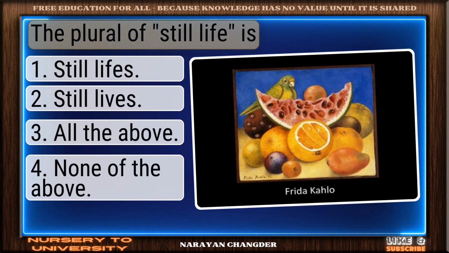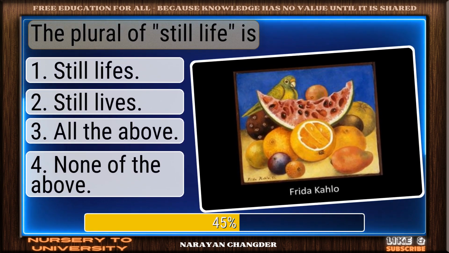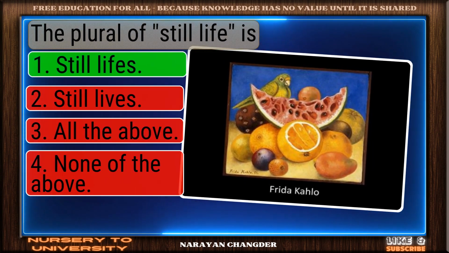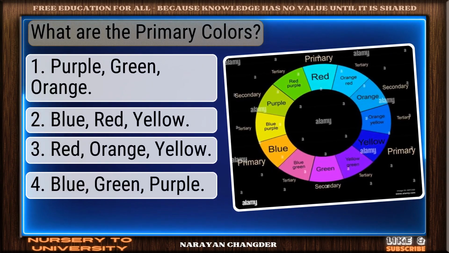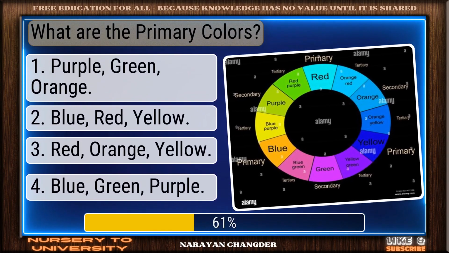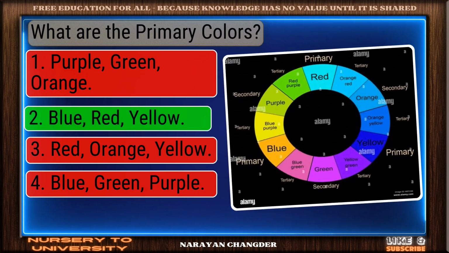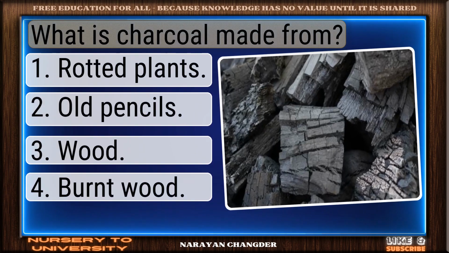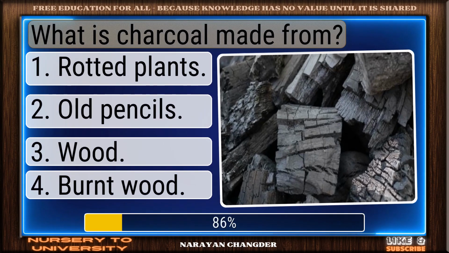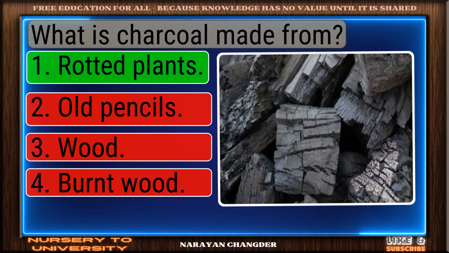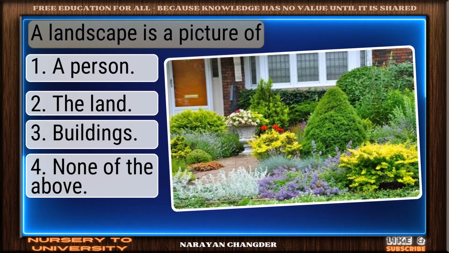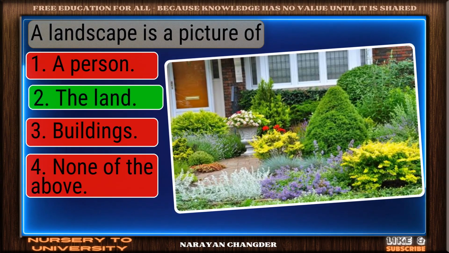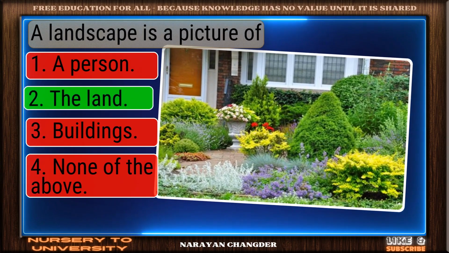The plural of still life is. Solid response. Still lifes is a valid choice. What are the primary colors? Well done. Blue, red, yellow is the right choice. What is charcoal made from? Good thinking. Rotted plants is the right answer. A landscape is a picture of. Great thinking. The land is the right choice.